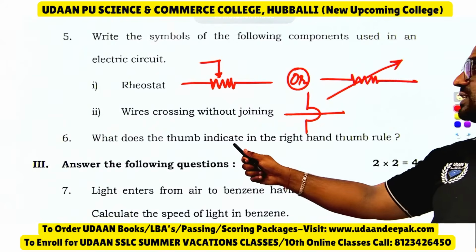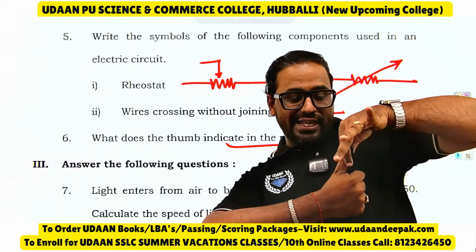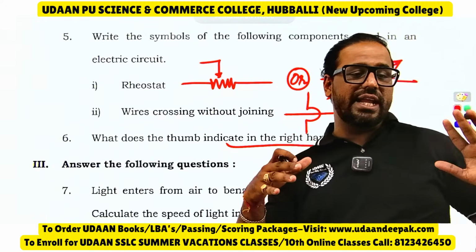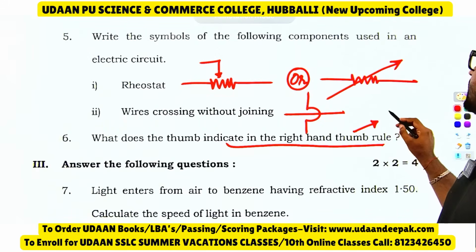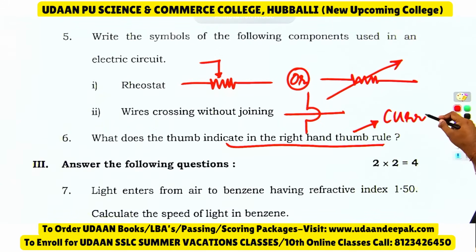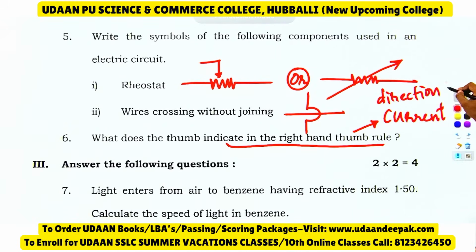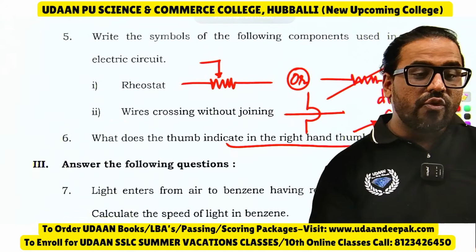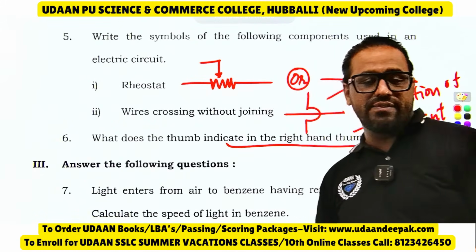Now what does the thumb in the right hand thumb rule indicate? So the thumb in the right hand thumb rule, what does the thumb indicate? Yes, very good. The thumb indicates the electric current, the direction of current, because the thumb indicates the direction of current in the right hand thumb rule. It does not indicate force or joule, dear. The thumb indicates the current only, so don't misguide yourself.